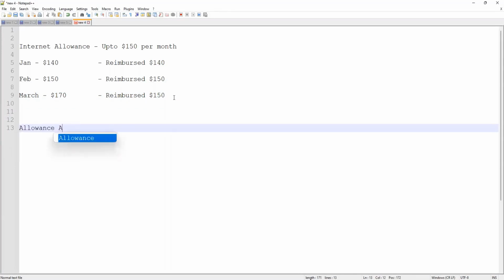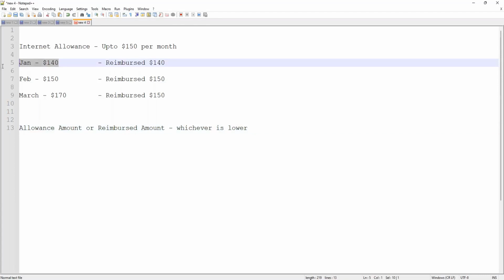Allowance amount or reimbursed amount, whichever is lower. This is the rule that most companies follow: the allowed amount or the allowance amount or the reimbursed amount, whichever is lower, you will get that amount. So if you are claiming an amount that is lower than your allowance, you will get the lower amount, which is $140, like we got in January.